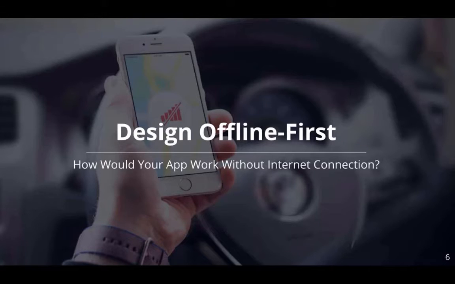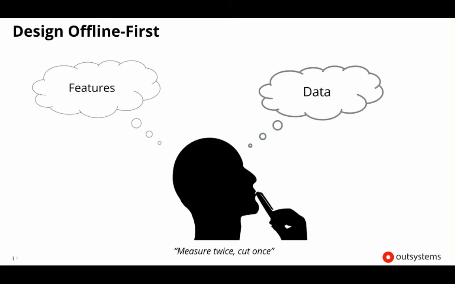Okay, so let's talk about designing offline apps. Remember to measure twice, cut once. Executing great tasks requires an even bigger preparation. So for an app to go offline, we need to think offline first. We can divide it in two areas, thinking features and thinking data.